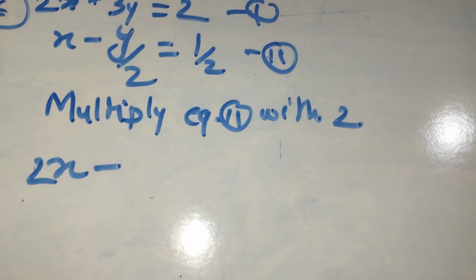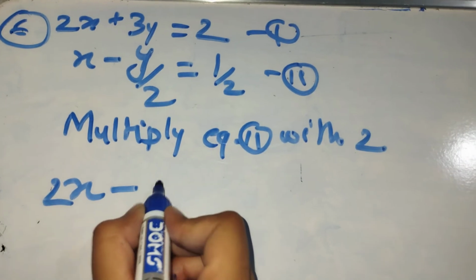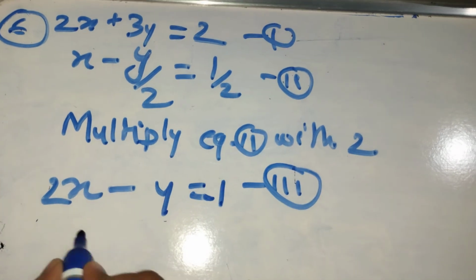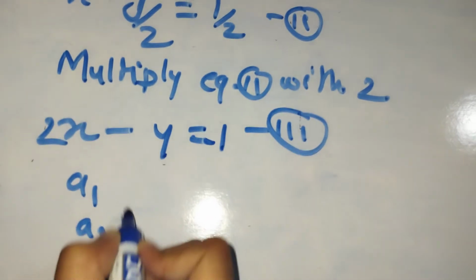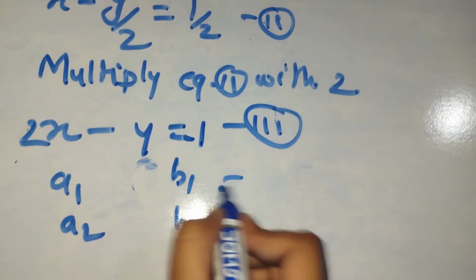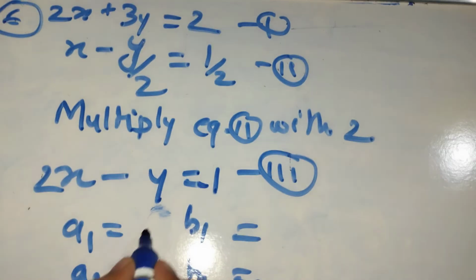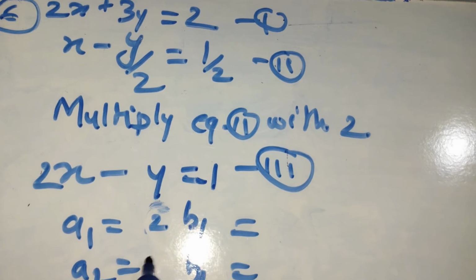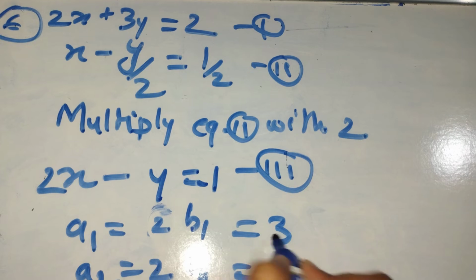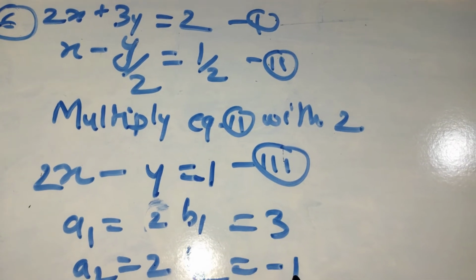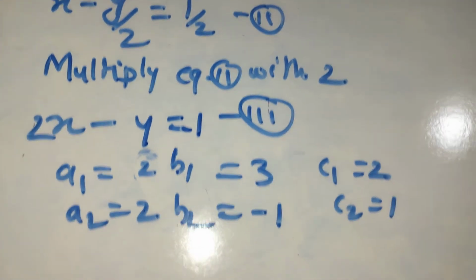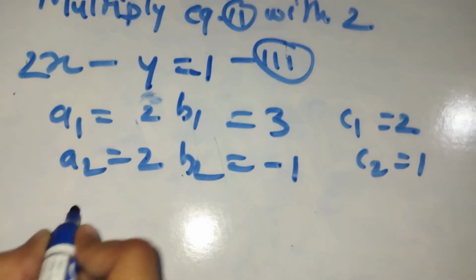Okay, so here is your y, here is your third equation. Now your a1, a2, b1, b2: a1 is 2, a2 is also 2, b1 is 3, b2 is -1, c1 is 2, c2 is 1. Okay, so now D.